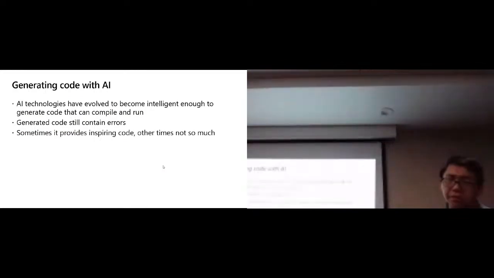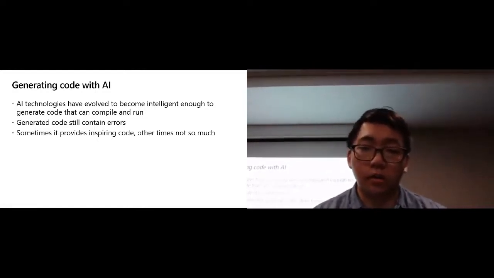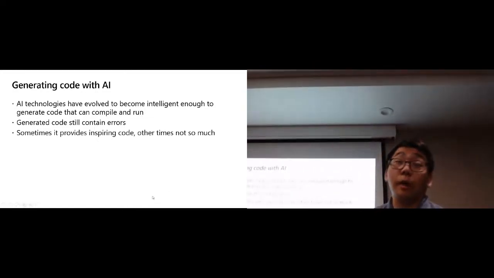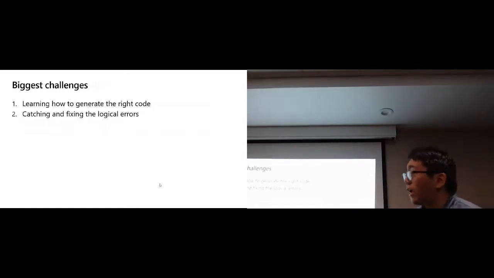Technologies have evolved, become intelligent enough now to generate code that can compile and run. That being said, generated code still contains errors, but sometimes it can provide inspiring code, other times not so much. The biggest challenges right now in AI generated code are one, learning how you as a human can ask it to generate the right code, and two, catching and fixing the logical errors.